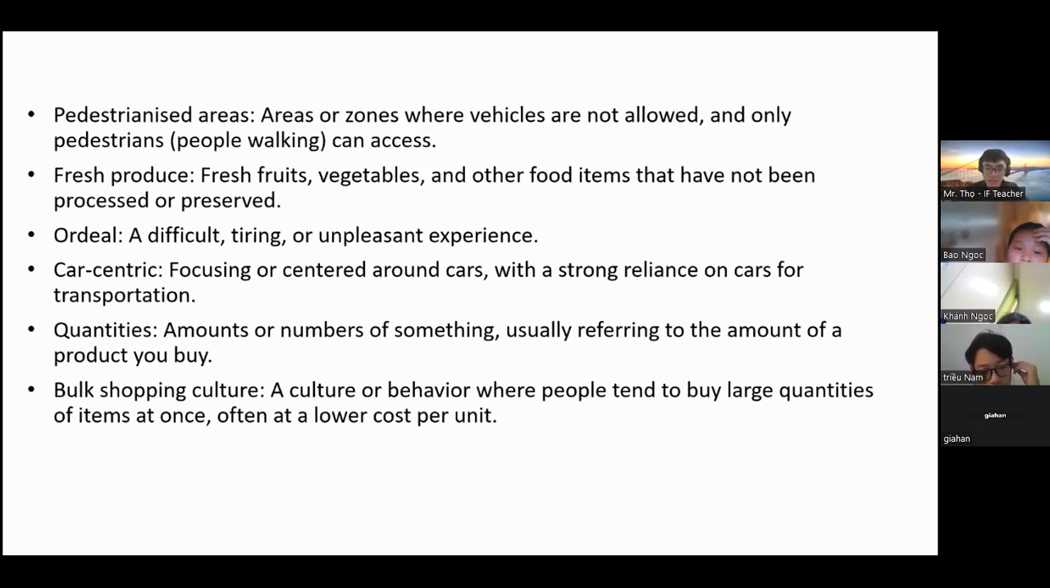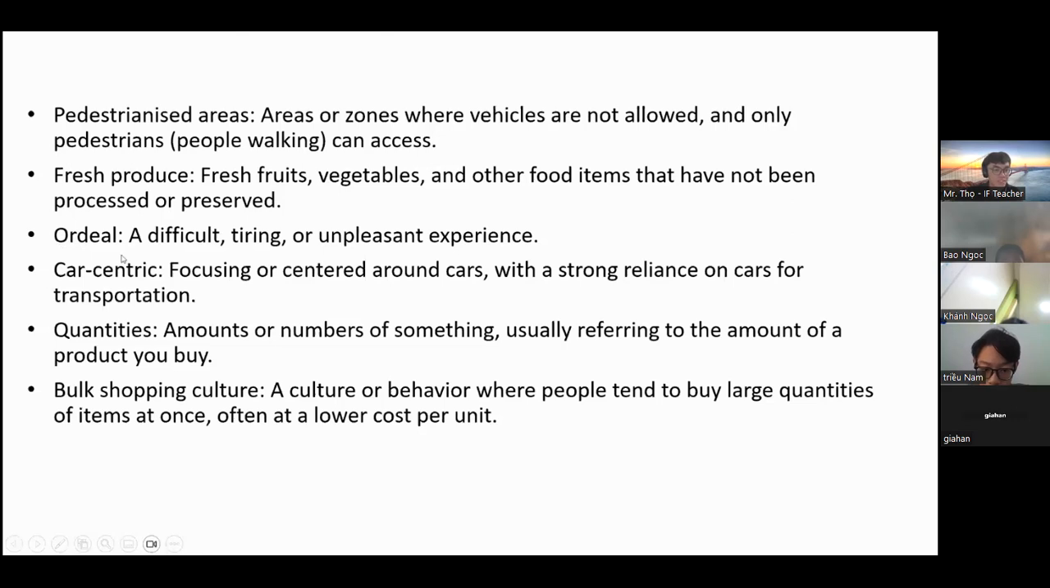So usually you're probably gonna pronounce this word as produced, which means to make something. If you produce something, you make something. However, if you put the stress on the second syllable, produce, it means vegetable. It means fresh food or food item. So fresh produce is fresh food, vegetable, and any food items that have not been processed or preserved.